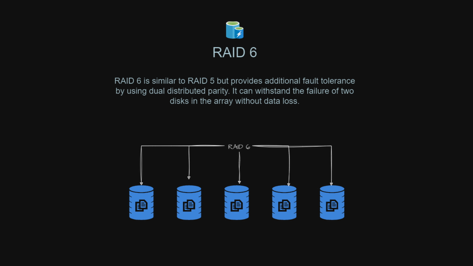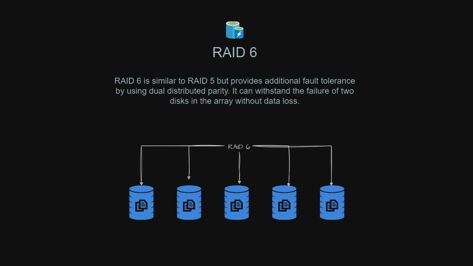This provides redundancy against the failure of up to 2 disks in the array. If you write a file of 4 blocks, the first 2 blocks might be written to disk A, disk B, and disk C, and the third and fourth block contain parity information. RAID 6 offers higher fault tolerance compared to RAID 5 but requires additional disk space for storing parity information.